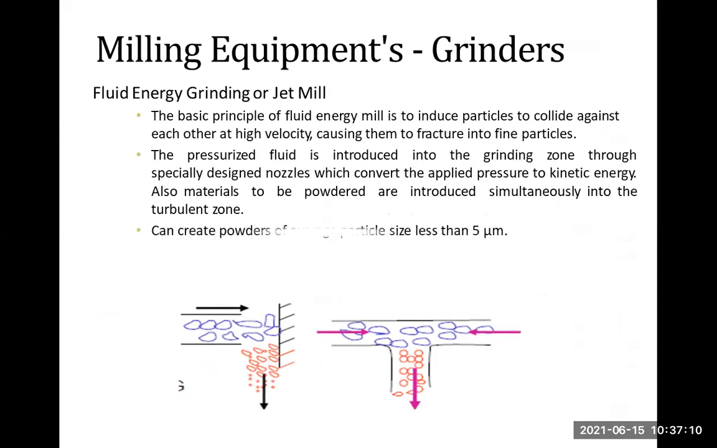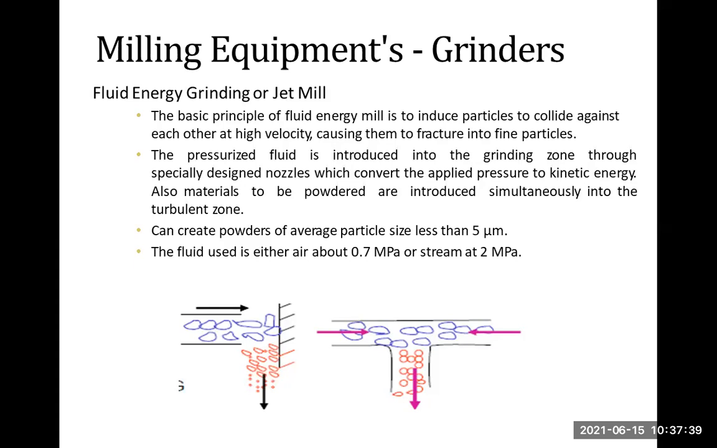So there is a fluid grinding mill or a jet mill. It is just an example I have taken. It is a basic principle. The basic principle is that in a fluid energy mill, induced particles collide against a high-velocity fluid, which in turn fractures them into fine particles. The pressurized fluid is introduced into a grinding zone through specially designed nozzles, which convert applied pressure to kinetic energy.